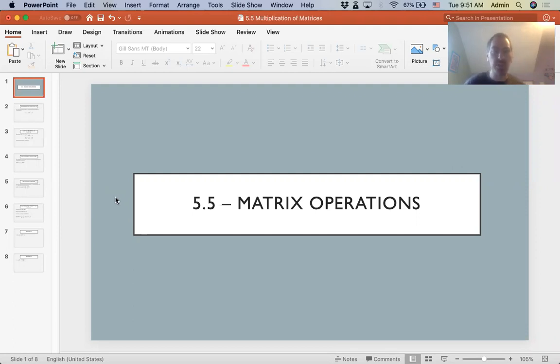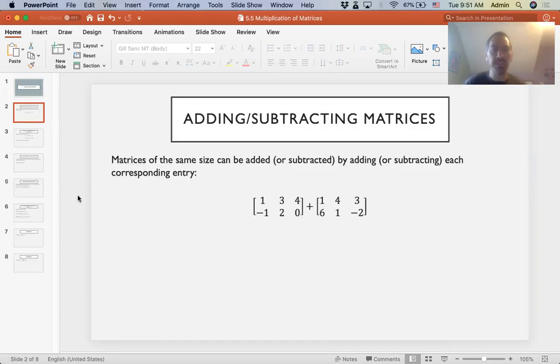And there are two different types of multiplication. There's a scalar multiplication and a matrix multiplication. We'll look at the scalar multiplication in this video, and then we'll look at the matrix multiplication in the next one. But first, adding, subtracting matrices. This is an easy concept. We're just simply adding the corresponding entries in each matrix.